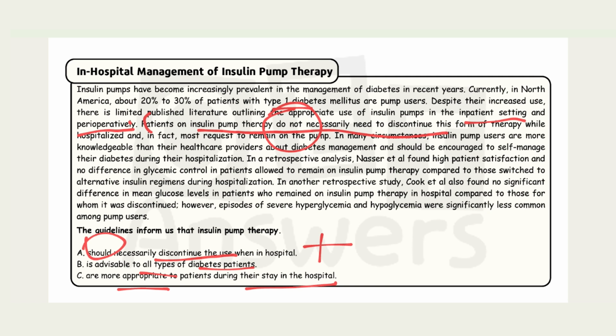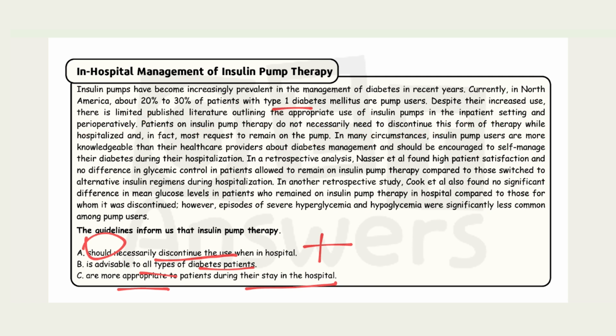First of all, visibly you can see it after two to three lines. And the second reason is this is not the exact information they have stated in the text. The text mentions do not necessarily need to discontinue. Here it says should necessarily discontinue. Okay, completely opposite.